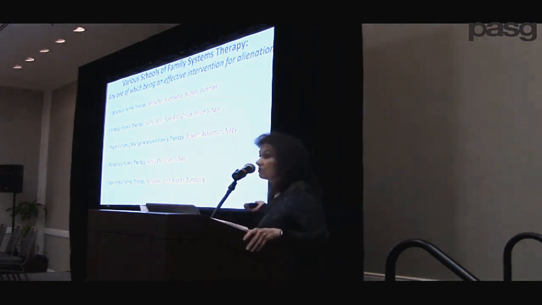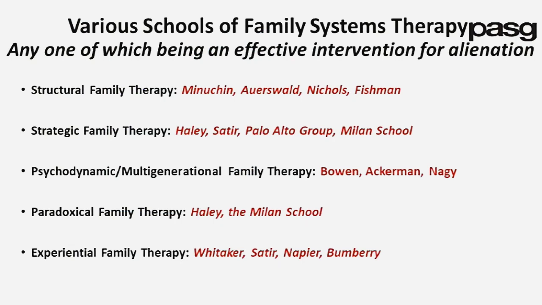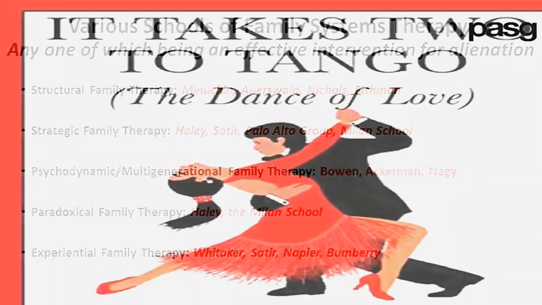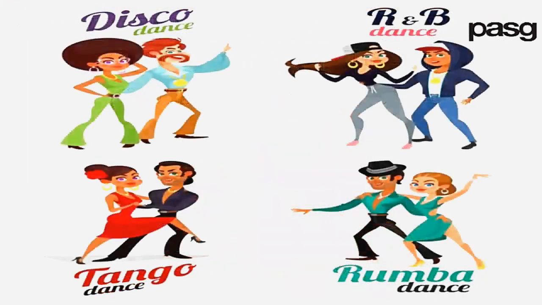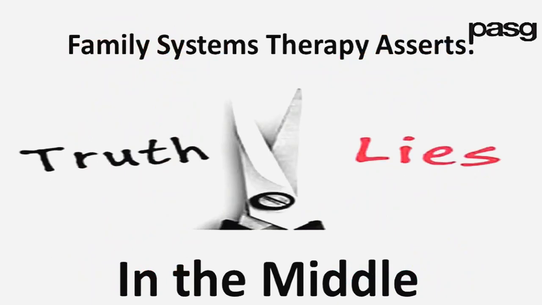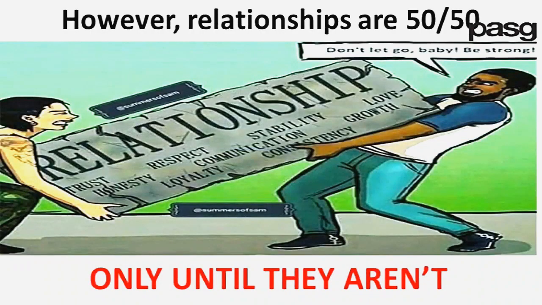These are just some of the schools of family systems therapy. Any one of them is competent to treat alienation. I just feel very comfortable with my makeup in structural family therapy as founded by my mentor, Salvador Minuchin. So family therapy says it does take two to tango, even though every family may have a different dance. We do believe that the truth lies in the middle, and we do believe in the 50-50 rule of relationships. However, it's only 50-50 until it isn't.